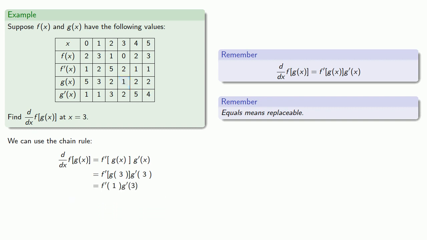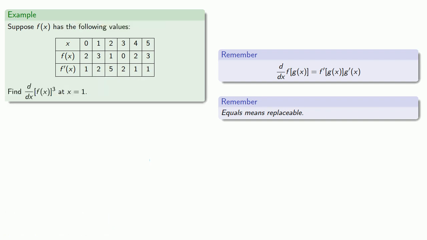If only there was some way we could determine the value of f prime of 1 and g prime of 3. And they're right here. F prime of 1 is equal to 2. And g prime of 3 is also equal to 2. Which gives us our derivative. And we can apply this approach to any problem that involves the chain rule.